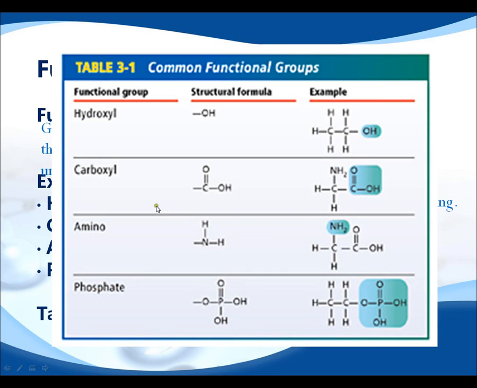Here's the chart from your book. So a hydroxyl group, here's a chain of carbons. Even though it's just two, it's still a chain, and we've got a hydroxyl group on it. A carboxyl group is a carbon along with an OH and a double bonded oxygen. And here it's attached to a carbon molecule. And here's an amino group, and an amino group is made of nitrogen and hydrogens. And then you have a phosphate group, which is made of phosphates, hydroxyl groups, and oxygens.